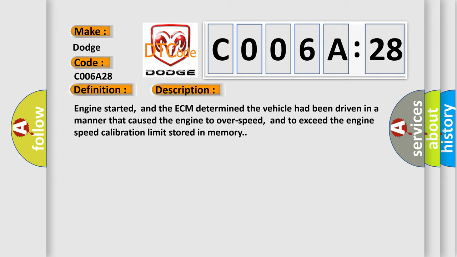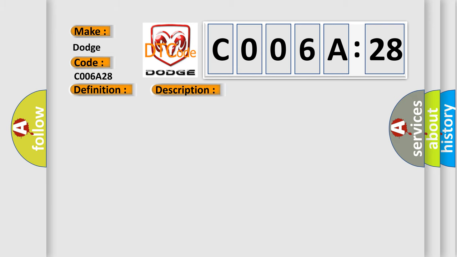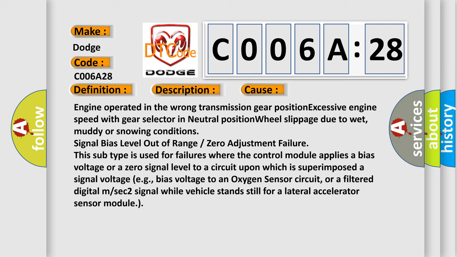Engine started, and the ECM determined the vehicle had been driven in a manner that caused the engine to overspeed, and to exceed the engine speed calibration limit stored in memory. This diagnostic error occurs most often in these cases: engine operated in the wrong transmission gear position, excessive engine speed with gear selector in neutral position, wheel slippage due to wet, muddy or snowing conditions, signal bias level out of range or zero adjustment failure.